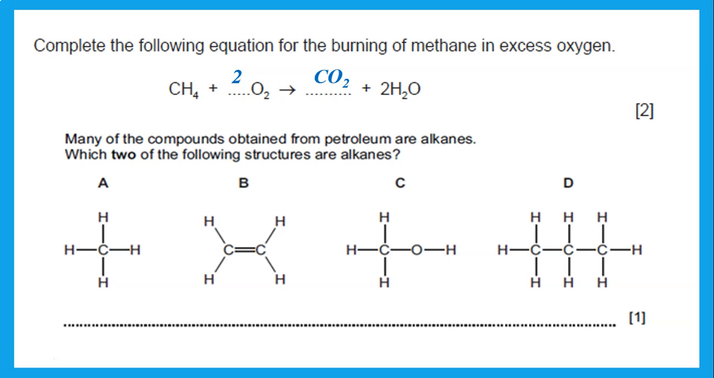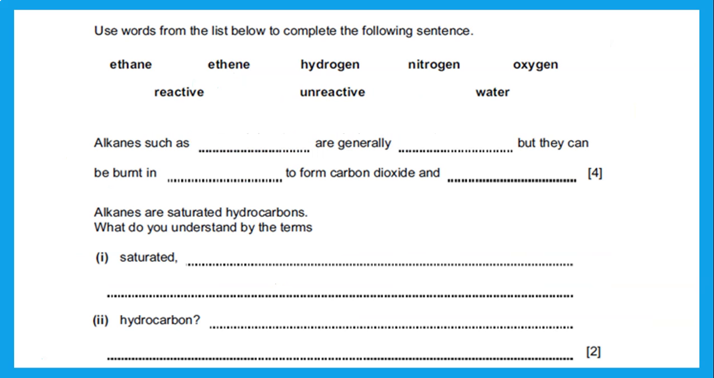Many of the compounds obtained from petroleum are alkanes. Which two of these are alkanes? Of course, we said alkanes means they have only single bonds. General formula CnH2n+2. That means the number of hydrogens should be twice the number of carbons plus 2. So which of these are alkanes? Of course, A and D are alkanes. B is an alkene and C is an alcohol.